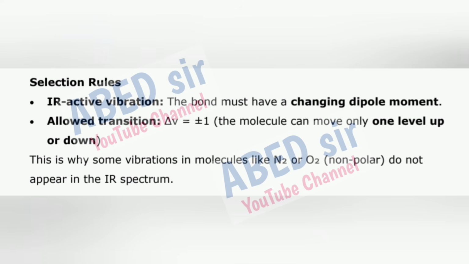Selection rules. For an IR active vibration, the bond must have a changing dipole moment. Allowed transition: Δv = ±1, the molecule can move only one level up or down. This is why some vibrations in nonpolar molecules like N2 or O2 do not appear in the IR spectrum.